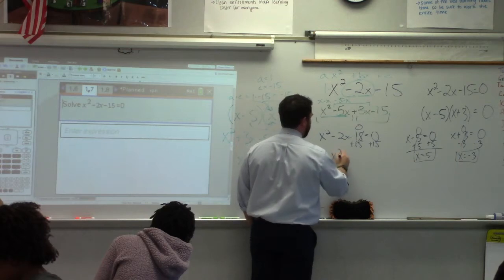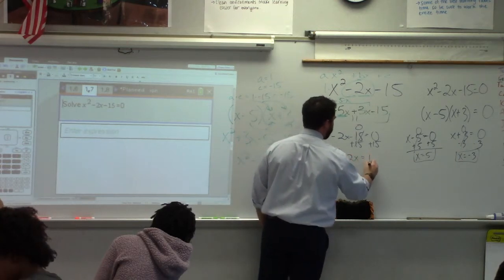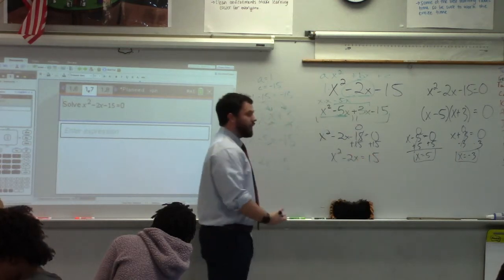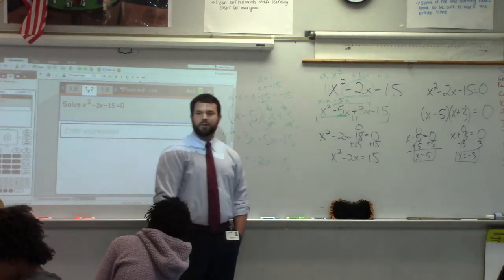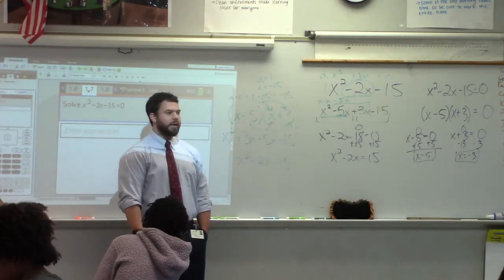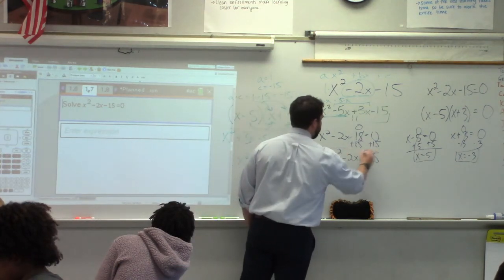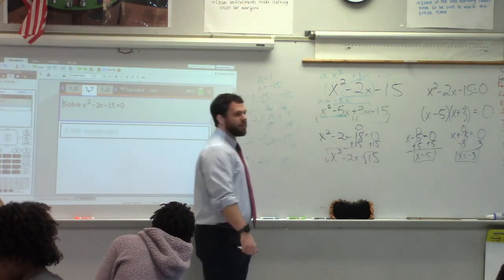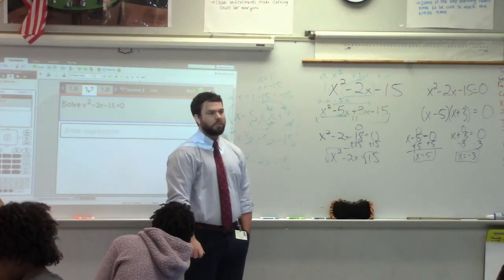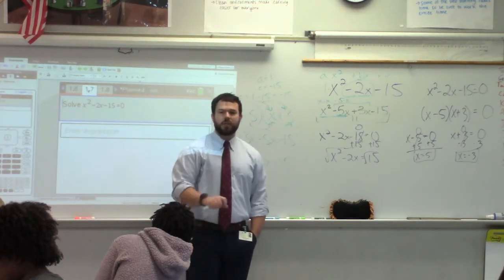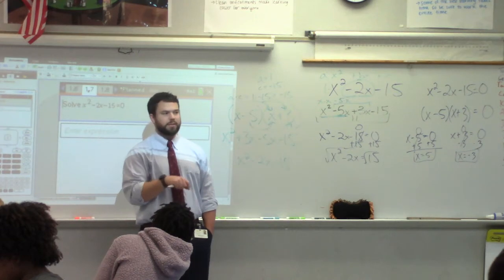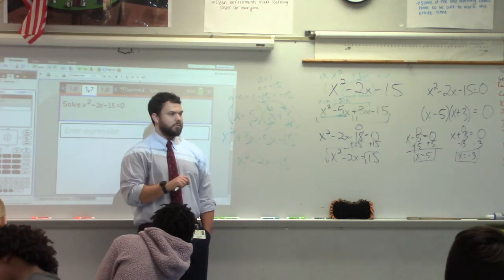Now I've got x squared minus 2x equals 15. You have an x squared and you have an x. How are you going to use an inverse at this point? You can't. You might try to take a square root, but remember whatever you do to one side of the equation you have to do to the other. Do you know how to take the square root of x squared minus 2x? No. You cannot use inverses to solve a quadratic in standard form.